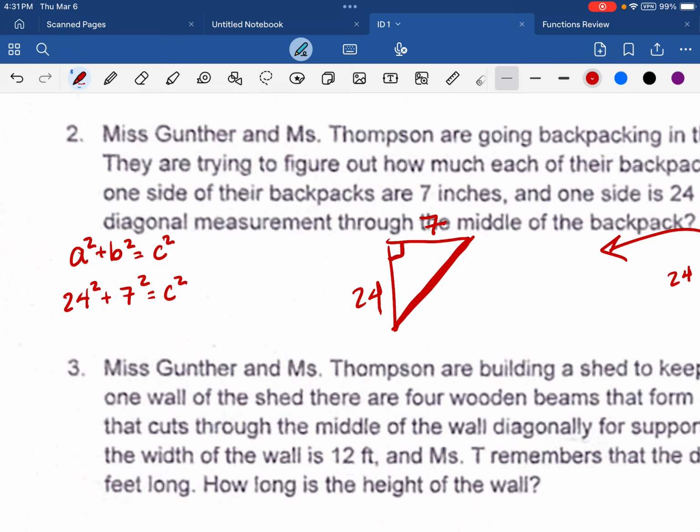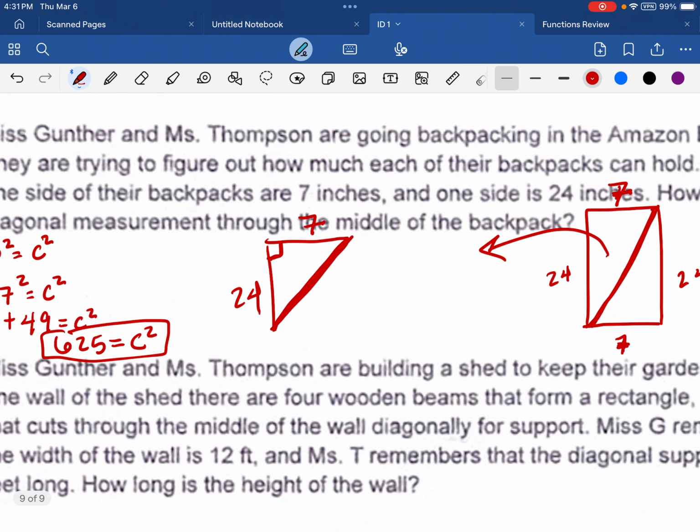Now for 24 squared, I've got to pull out my calculator. So I'm going to say 24 squared, and that is going to equal 576, plus 49 equals c squared. 576 plus 49 equals 625. So 625 equals c squared. I'm just going to rewrite this over here where I've got a little more room, so nothing's changing. 625 equals c squared.